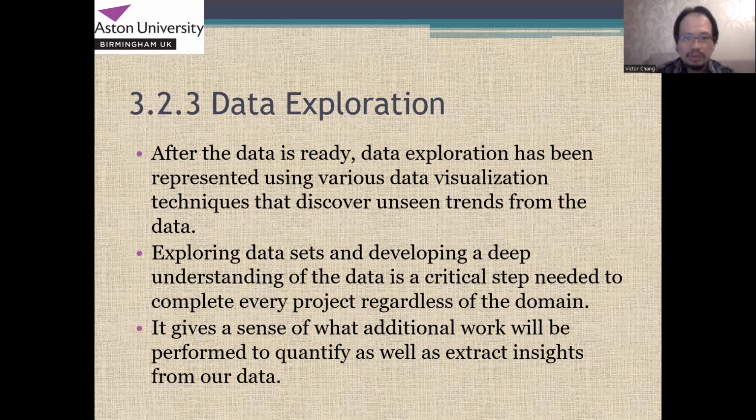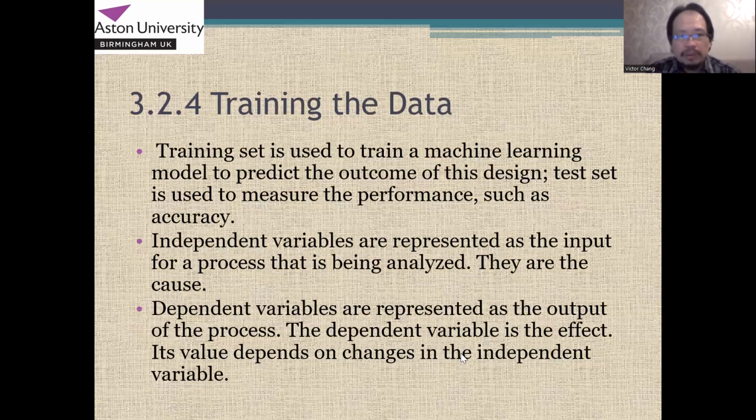So it gives a sense of what additional work will be performed to quantify as well as extract insight from our data. So we then can understand what needs to be done, what should be focused on. And then we will be able to follow that up. So we can perform the training of the data.